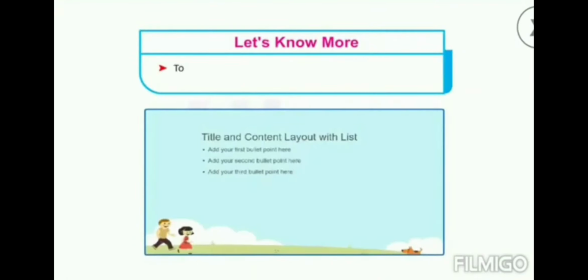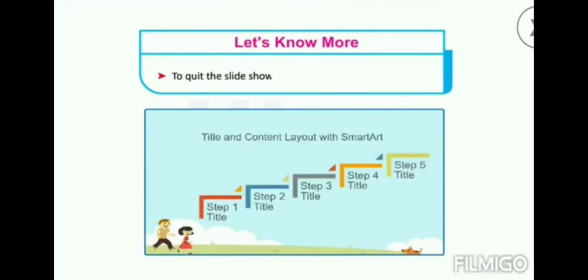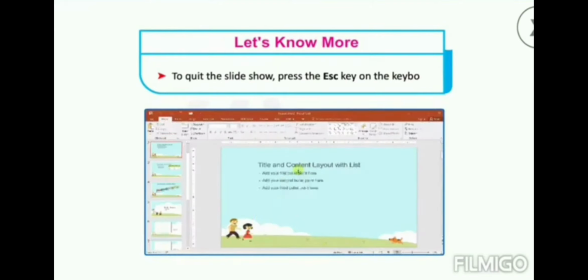Let me give some important tips. To move to the next slide in the slideshow view, either click the mouse button or use the Enter or Spacebar key. To quit the slideshow, press the Escape key on the keyboard. In Outline View, open the presentation in Outline View. Select the thumbnail from the outline pane and drag it to the desired location. A horizontal line appears as you drag the slide.